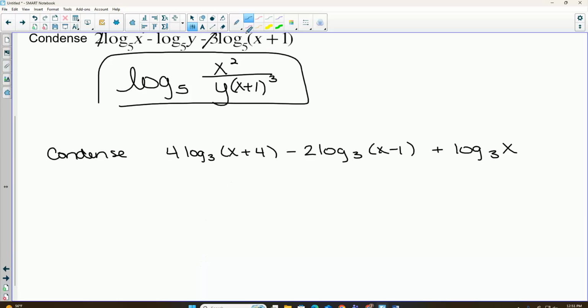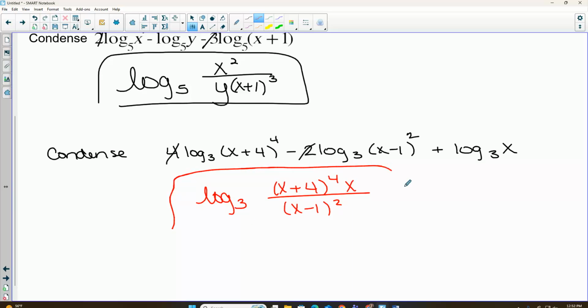So if I ask you to condense, start with your coefficients. Any coefficients just turn into exponents. Okay, so I can write my 4 and my 2 as exponents. I am writing a single log if I condense. So we have the x plus 4 to the 4th. Minus, so where does the next one go? On the bottom. x minus 1 squared. Plus, so where does this one go? On the top. Plus log base 3 of x, we just multiply it with x.